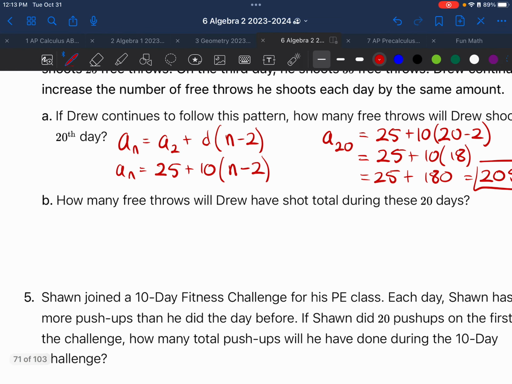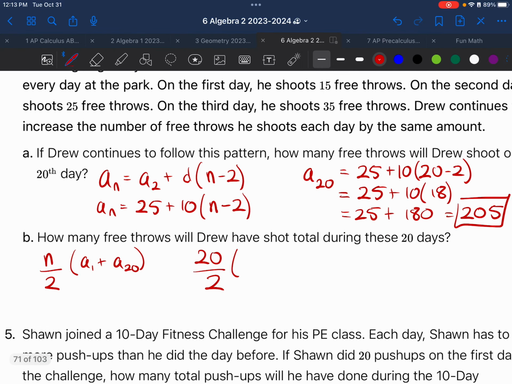All right, B. How many free throws will Drew have shot total during those 20 days? So this is the one where we're doing number of pairs, so n divided by 2, times the first term plus the last term. The last term now is not a sub n, but a sub 20. What do we know? We know that there's 20 terms, so it's going to be 20 over 2, times the first term. First term, on the first day, he shot 15 free throws, plus the last term, which we just figured out in the last problem, is 205, and we just need to do this on our calculator.